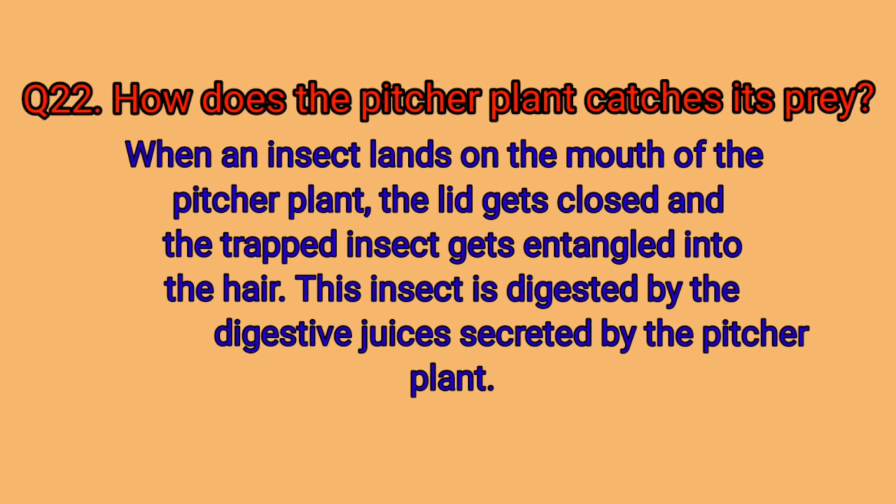How does the pitcher plant catch its prey? Answer. When an insect lands on the mouth of the pitcher plant, the lid gets closed and the trapped insect gets entangled in the hair. This insect is digested by the digestive juices secreted by the pitcher plant.